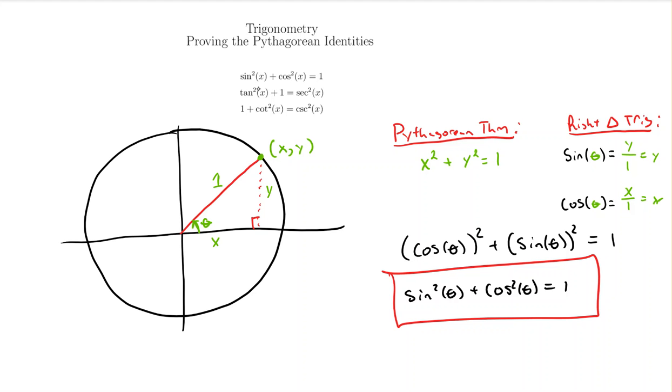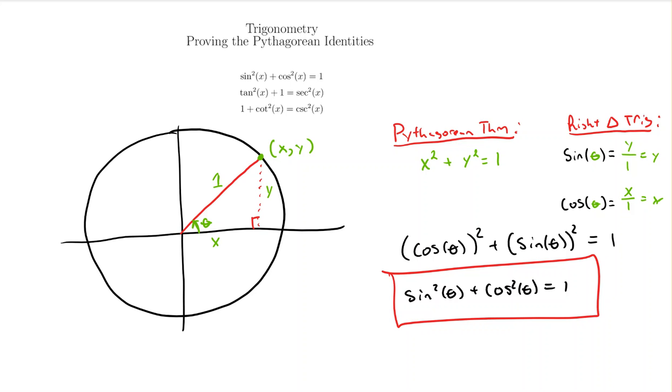Now I wrote x in my little document here, but that doesn't matter. That's just a variable. It's whatever letter you want. This will always hold. This is the most basic Pythagorean identity and the one that most people are going to remember. So here we can clearly see how it comes from the Pythagorean Theorem. The question is, where do the other two come from?